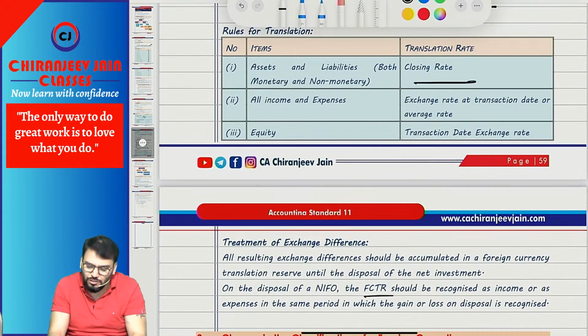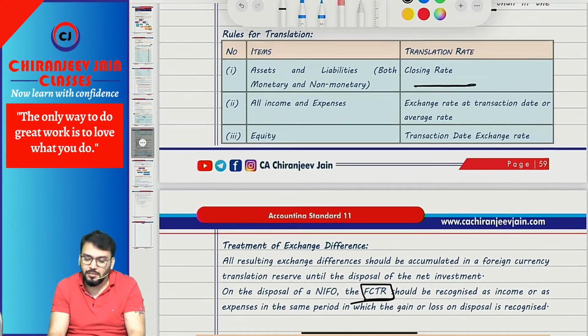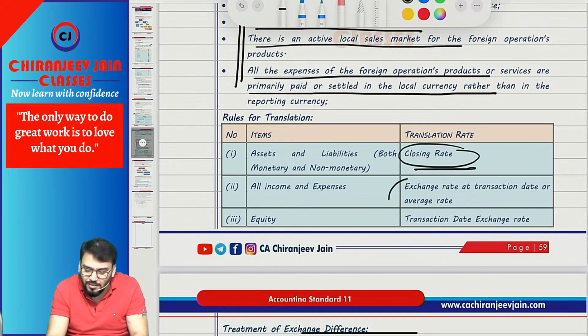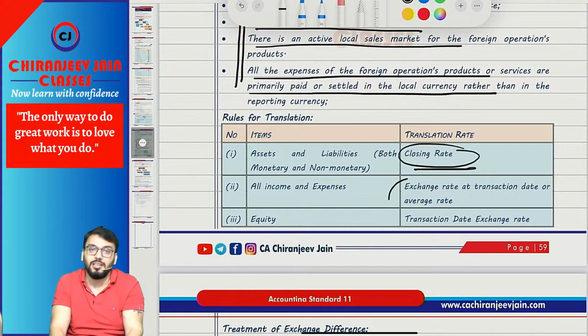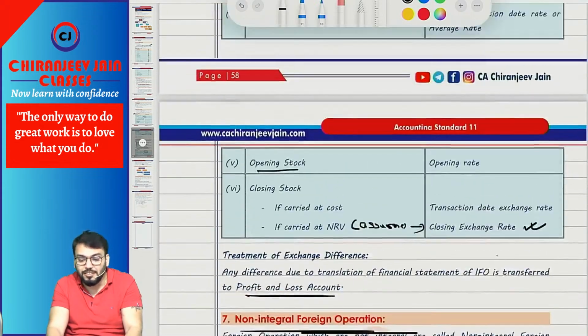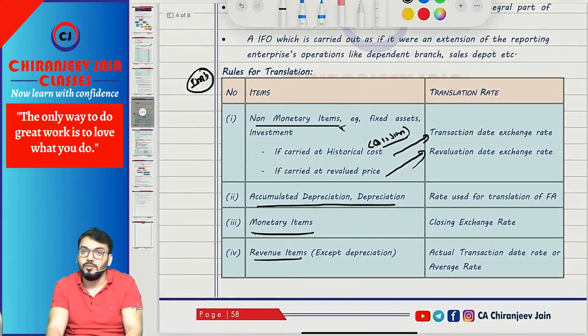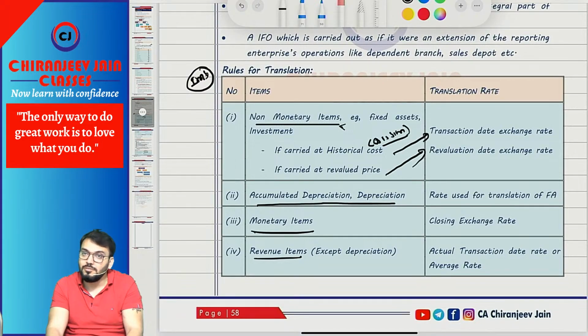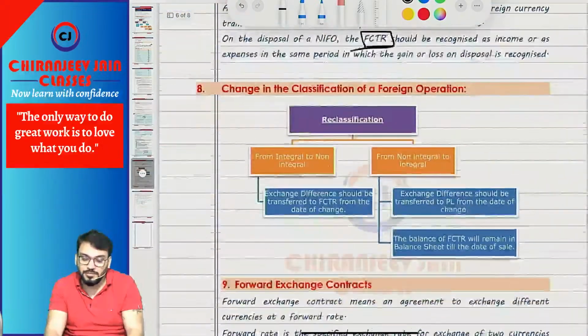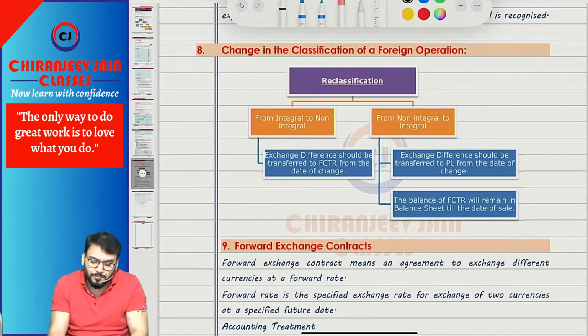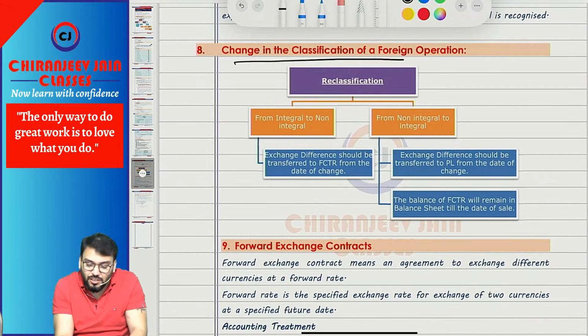Understood? This is the point. So you need to only remember this FCTR. Correct? And the rate is very simple now. So be careful: if NIFO is given, then you need to apply the rules of NIFO only. But if the question is silent, always apply the rules of IFO. Understood?